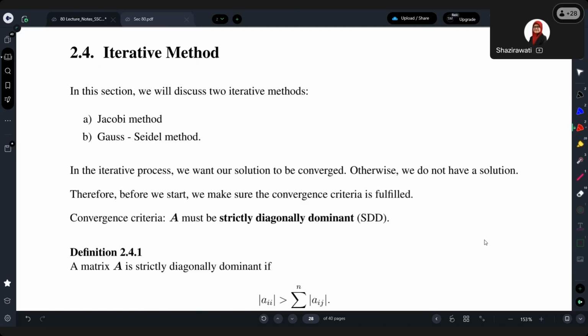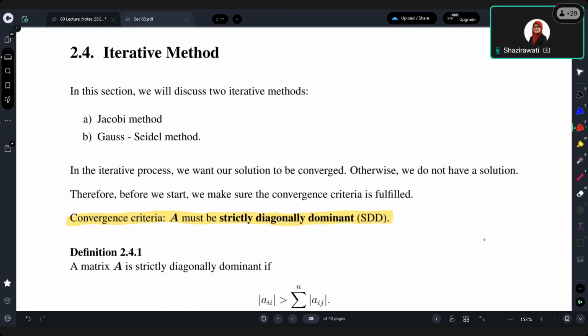So before we proceed with the Jacobi, let us see the criteria. The criteria that we need to fulfill dulu before we can use the Jacobi or Gauss-Seidel dekat sini. So you may want to highlight in your textbook. Convergence criteria here. The convergence criteria, the matrix A must be strictly diagonally dominant, SDD. So saya akan guna short form SDD.